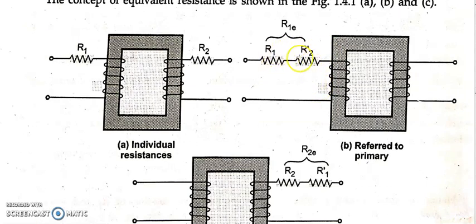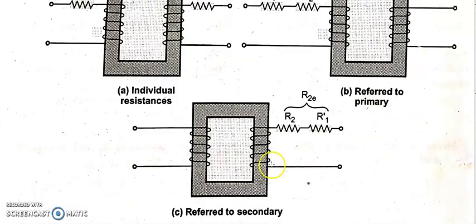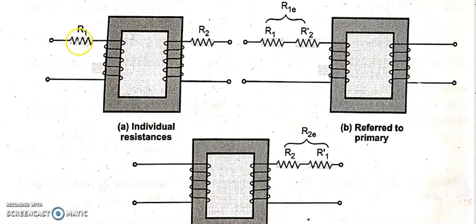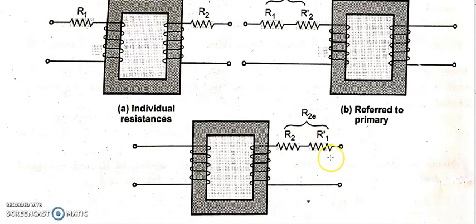So this is how we refer to the primary. Similarly, we can refer to the secondary as well. So R1 is there. Now I'm going to transfer this R1 to the secondary. If I transfer it to the secondary, what happens? R1 remains R1 itself, but we have a dash, R1 dash, just to make things clear, so we can differentiate between R1 and R1 dash. So we're going to call it R1 dash.